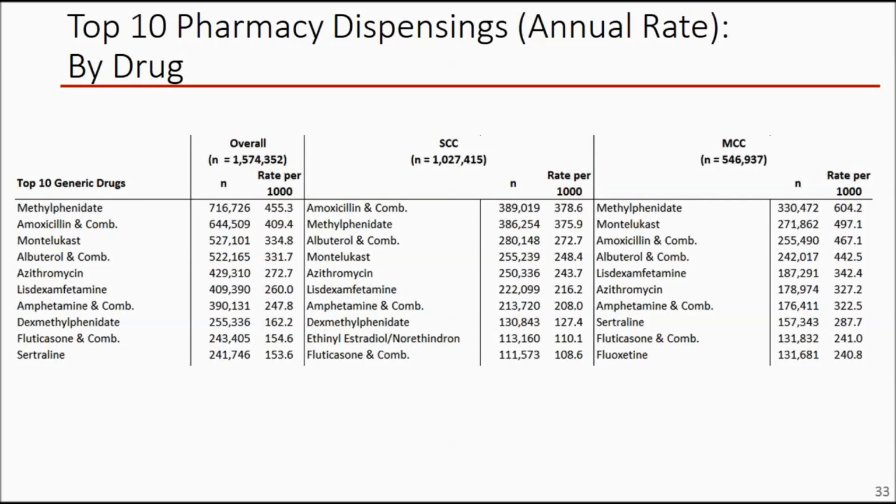Looking at the pharmacy dispensings in a little bit more detail, this is annual rate of dispensings by drug per 1,000 population. ADHD drugs are just gangbusters in this group. So methylphenidate, then you see different antibiotics in here, amoxicillin, azithromycin. In the MCC group, you see the asthma medications as well, and then you start seeing things like sertraline popping in as well. And sertraline is 287 dispensings per 1,000 population annually.